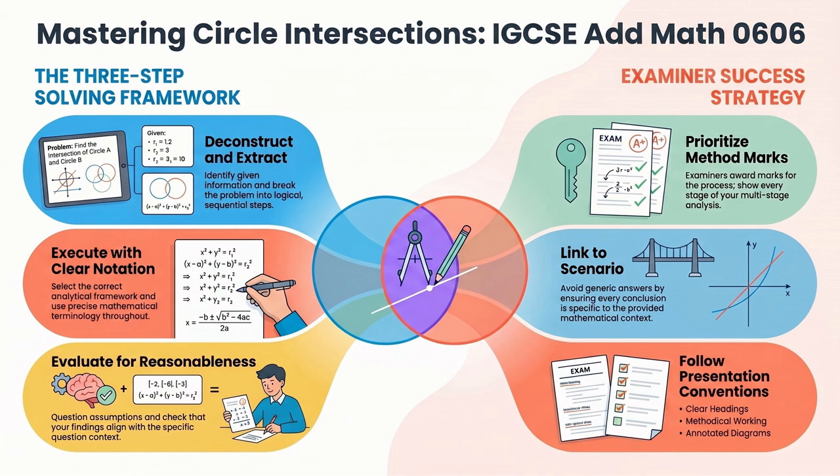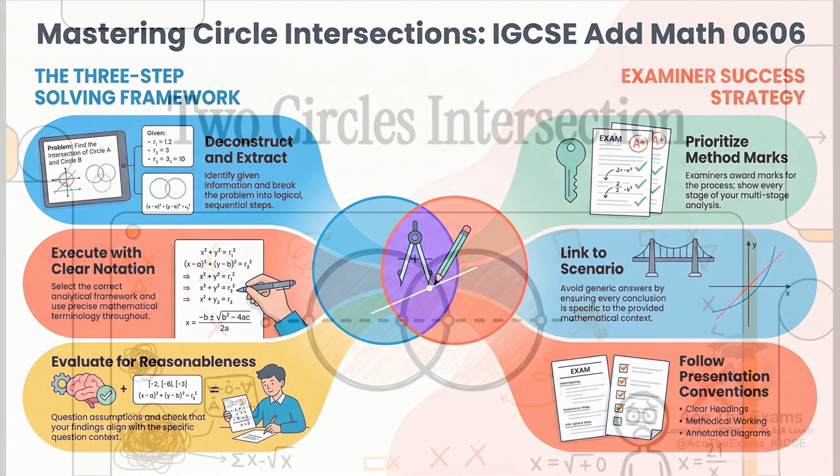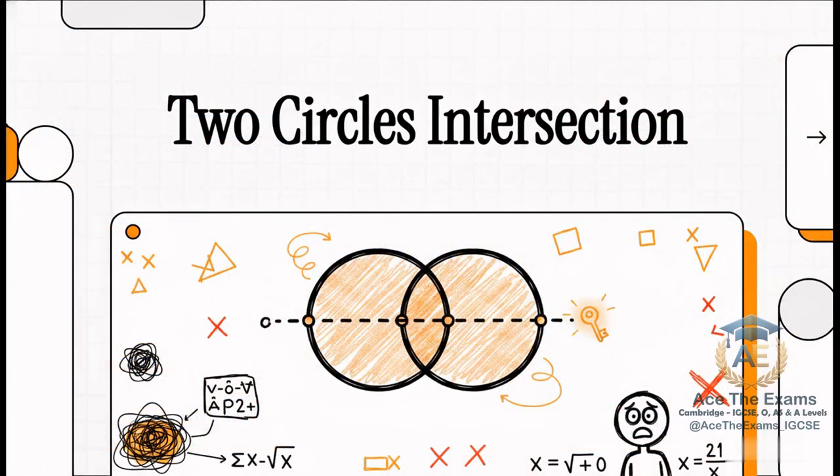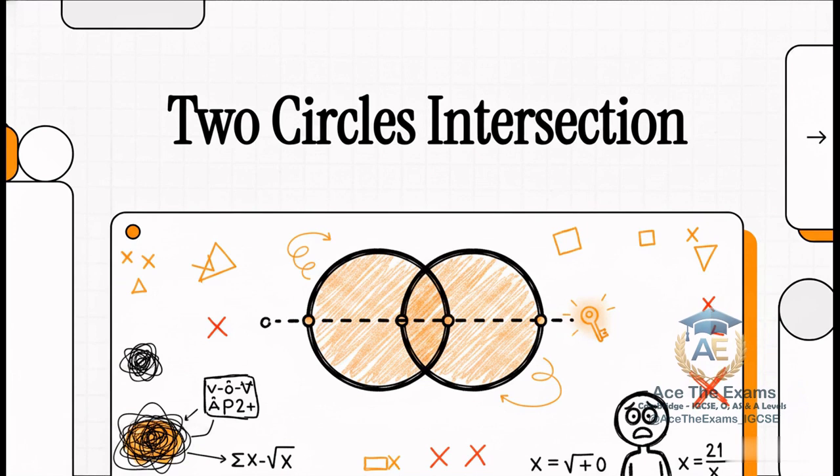Welcome to today's explainer. Look, if you're watching this, you already know there's a certain reality to exams. There is no paper, there are only patterns. Today, we are decoding a notoriously crucial topic in the Cambridge Mathematics 0606 syllabus. We're talking about mastering the intersection of two circles and finding the exact equation of a common chord.